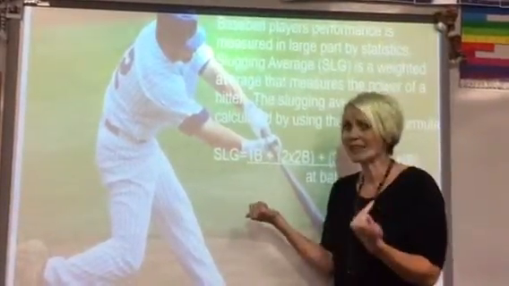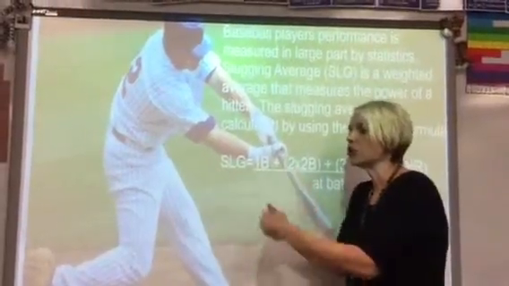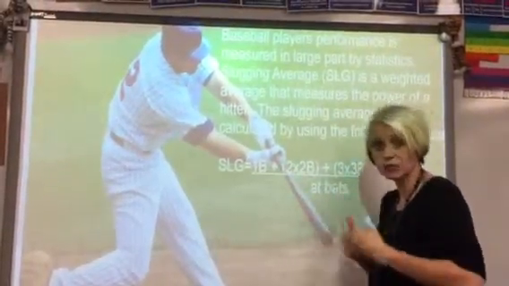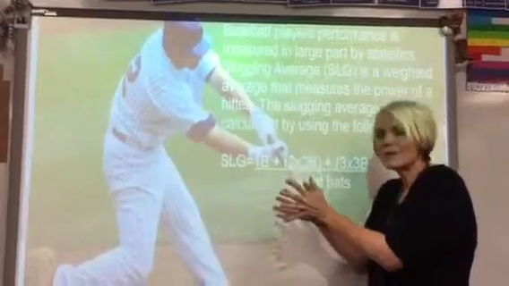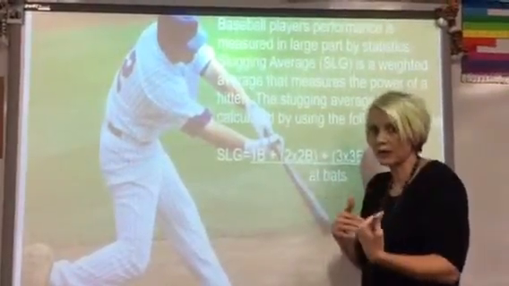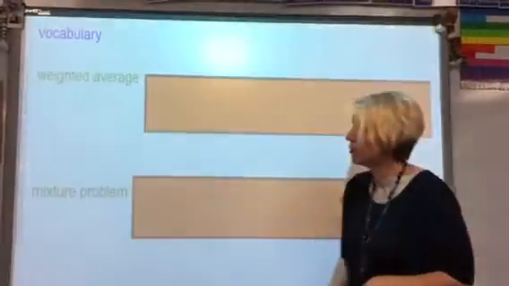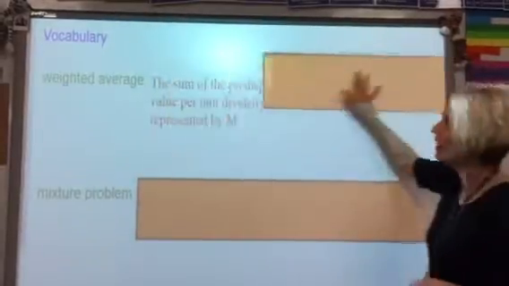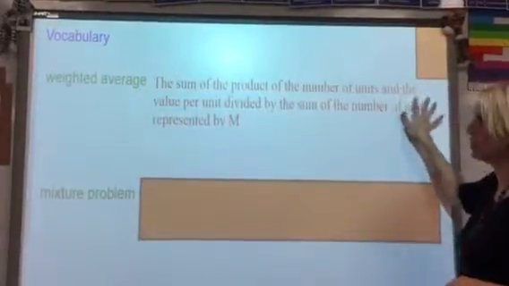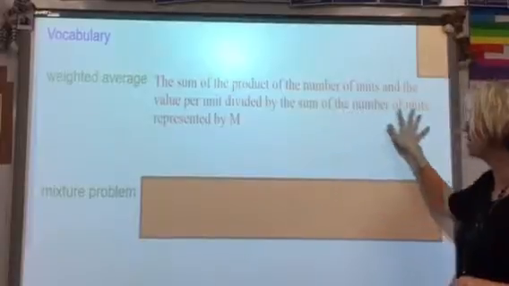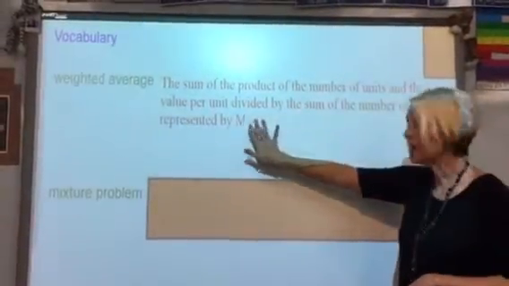Another example would be in ice skating for the Olympics. Each round that you have counts for a certain score, but some of the rounds are worth more than other rounds, and that's a weighted average. So we'll be working with that a little bit today. So weighted average is the sum of the product of the number of units and the value per unit divided by the sum of the number of units represented by M.